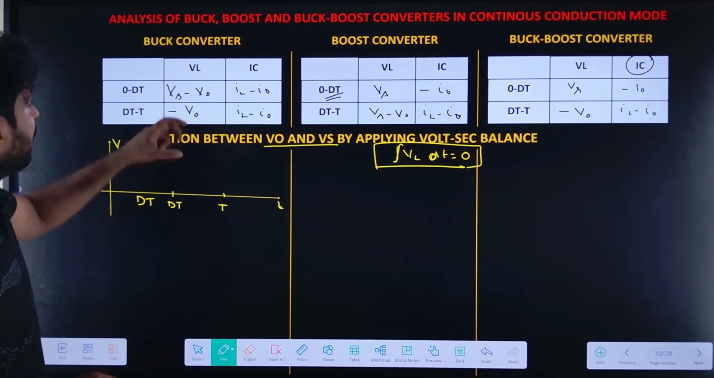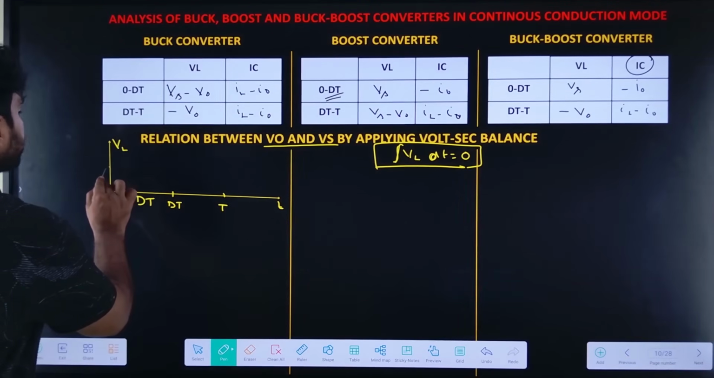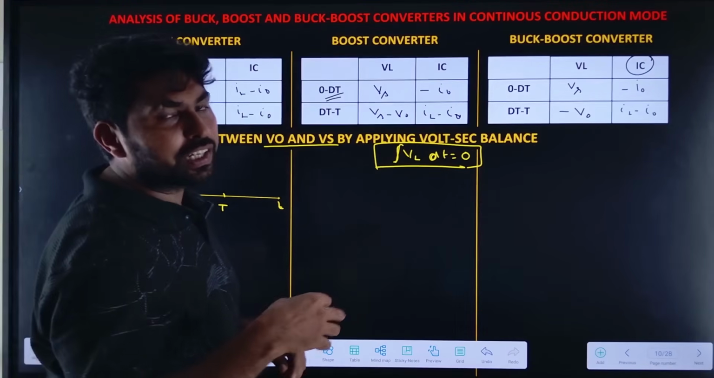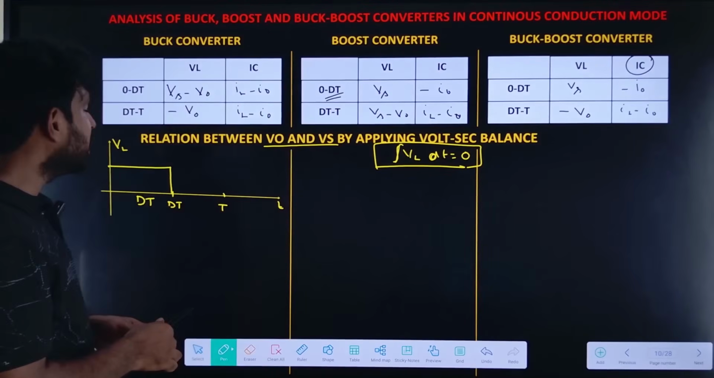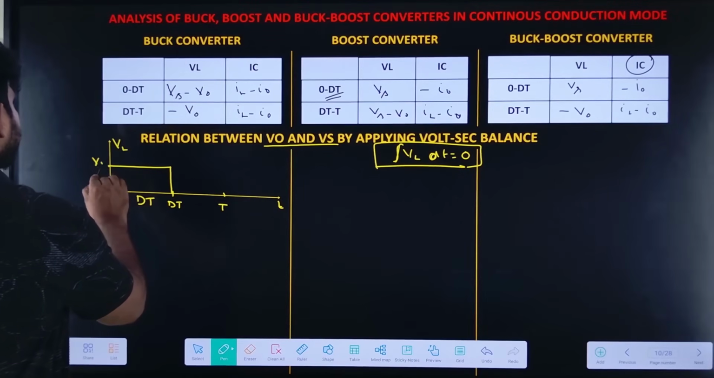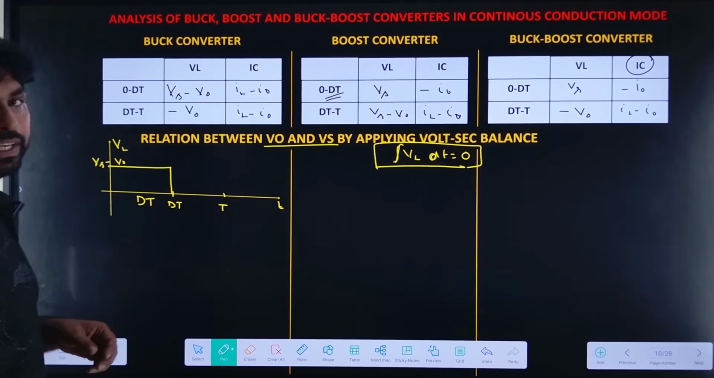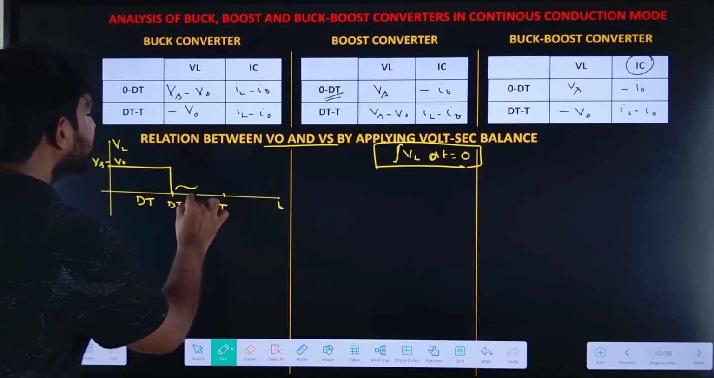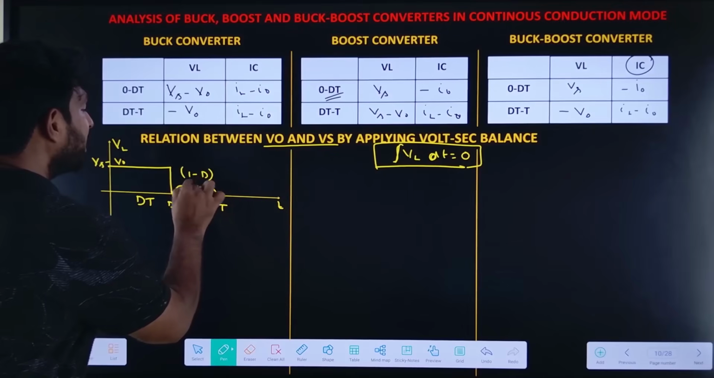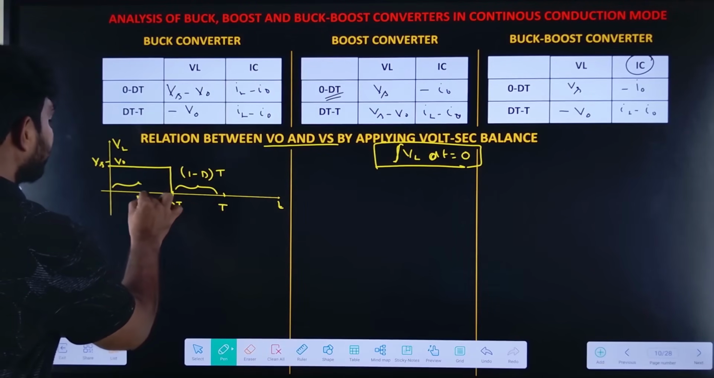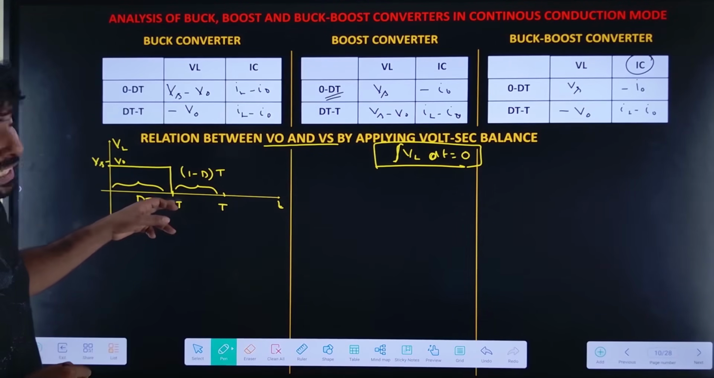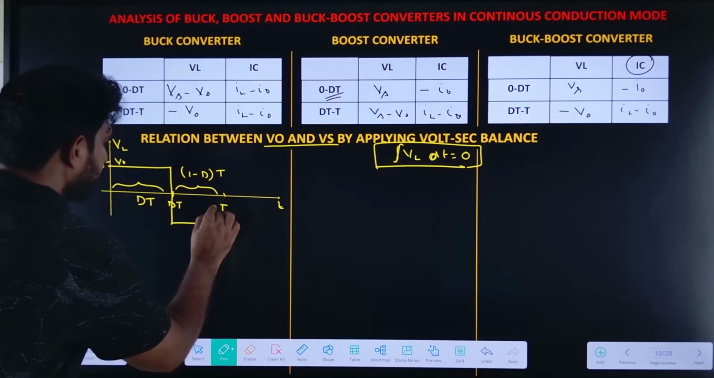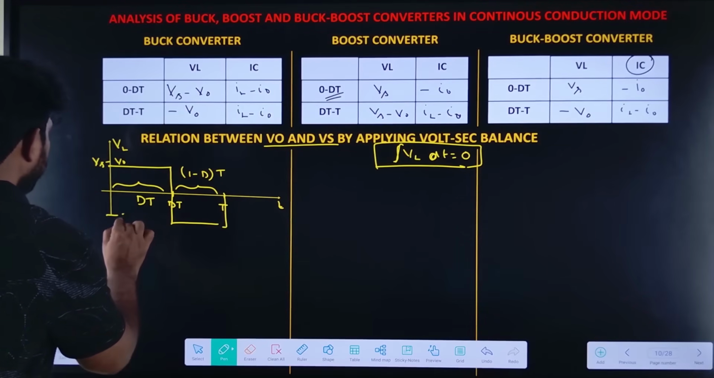0 to dt, what is the VL? Which is equal to Vs minus V naught. In case of buck converter, V naught is less than the Vs, so this magnitude will be the Vs minus V naught. Now dt to t, that is 1 minus d into t. This period will be the 1 minus d into t, and this period will be the dt. Now, what is the condition here? VL equal to minus V naught.